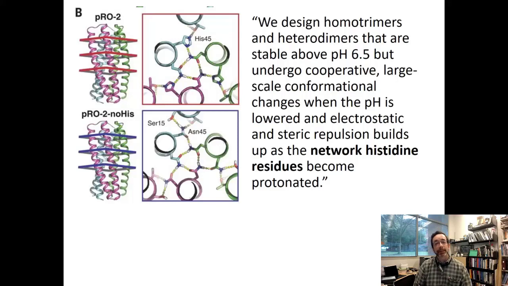What makes this happen is they have a histidine. See this histidine 45 right here? That is a histidine that is right in the middle of the protein. When that histidine is at neutral pH, it is deprotonated and is able to participate as a hydrogen bond acceptor. But when that gets protonated, it can no longer be an acceptor.